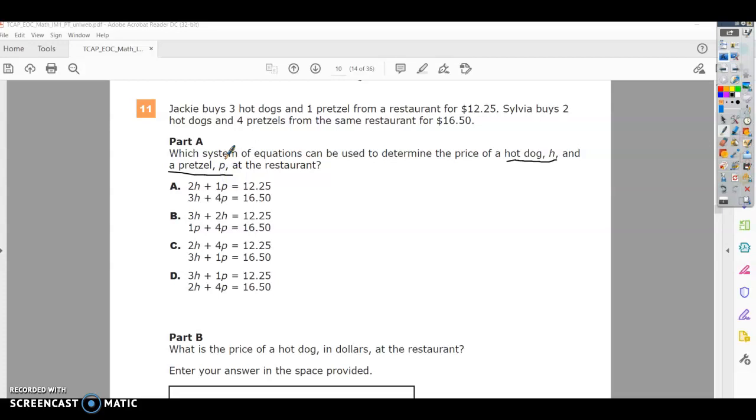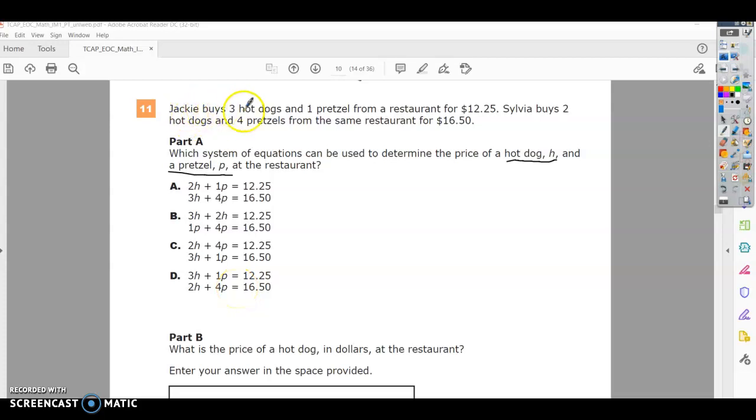restaurant? Okay, so the easiest way to do this is just look at the information you have and write your equations out and then see which answer you have. Sometimes when you try to pick these without writing out what it says up here, you may pick the wrong one because these are all very similar answers.